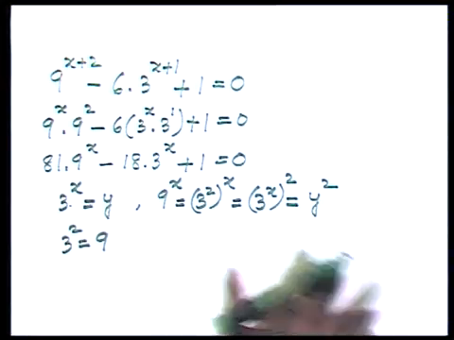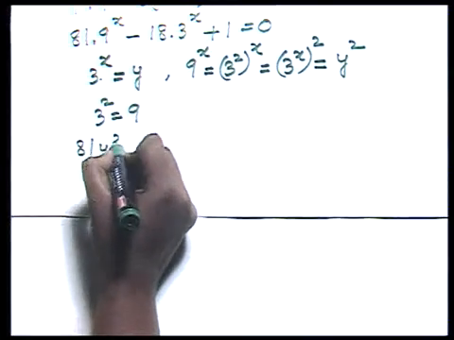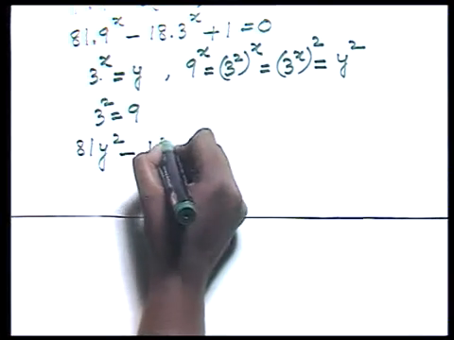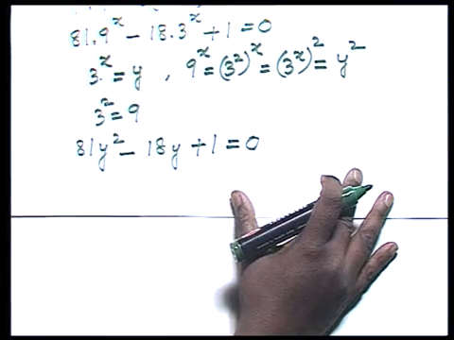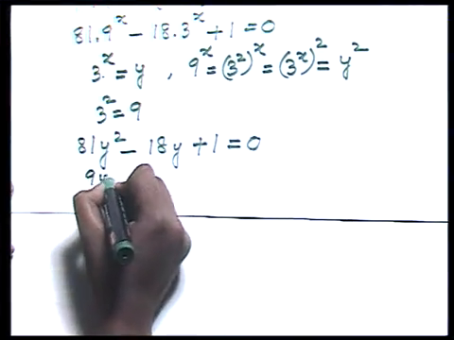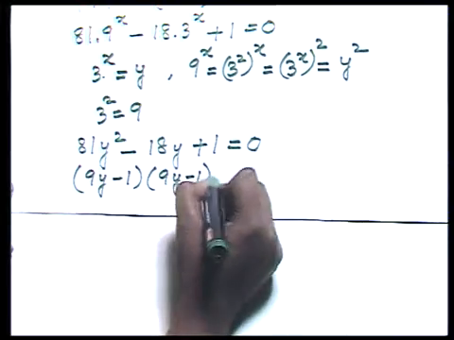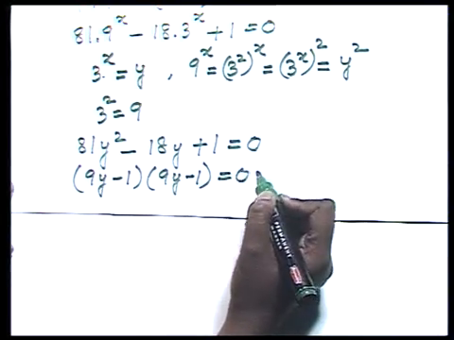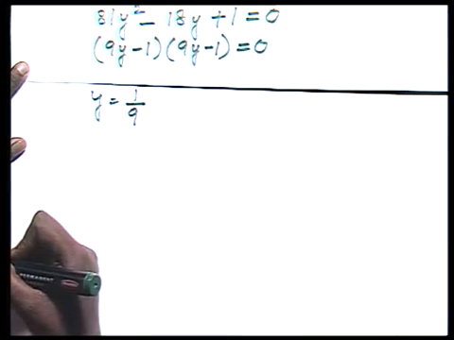So replacing 9 raised to the power x as y square and 3 raised to the power x as y, we get the equation as 81 y square minus 18 y plus 1 equal to 0. Now the factors of this equation will be 9y minus 1 multiplied by 9y minus 1 equal to 0. So in this case we get real and equal roots, namely y is equal to 1 upon 9.